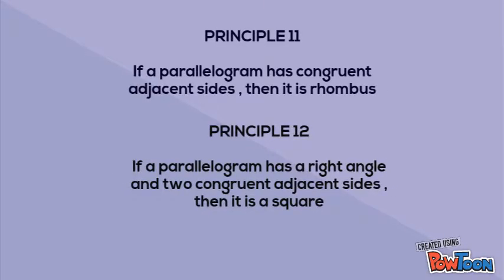Principle 11. If a parallelogram has congruent adjacent sides, then it is a rhombus. Principle 12. If a parallelogram has a right angle and 2 congruent adjacent sides, then it is a square.